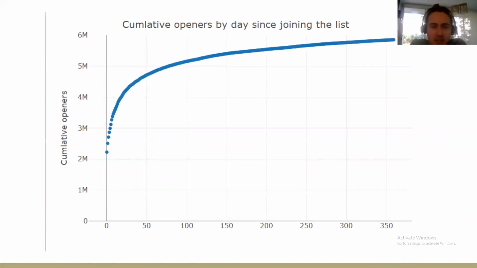And this was just a little graph explaining how you get diminishing returns the longer people sit on your list not opening your emails. So this is looking at, say, 50 days, 100 days, 150 days after people first join your list, and the number that eventually open. You can see that after 50 days, you're really talking about 80% of the people that are ever going to open the email have already opened it. After 100 days, you're getting up to more like 85, 90%.